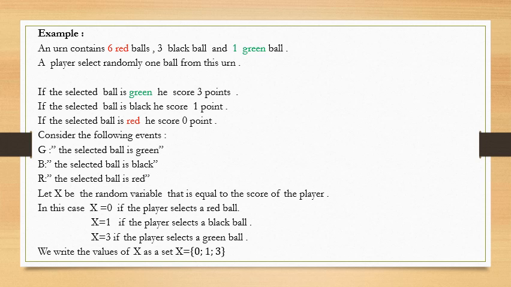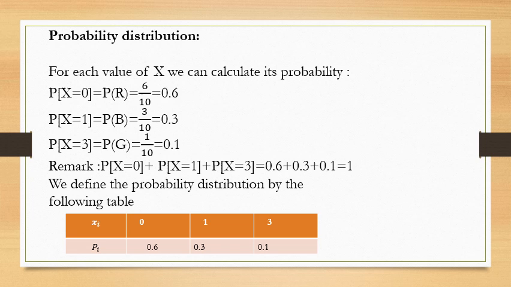Consider the following events. G, the selected ball is green. B, the selected ball is black. R, the selected ball is red. Let x be the random variable which is equal to the score of the player. x is 0 if the player selects a red ball, 1 if the player selects a black ball, 3 if the player selects a green ball. We write all the values as the set x equals 0, 1, 3.